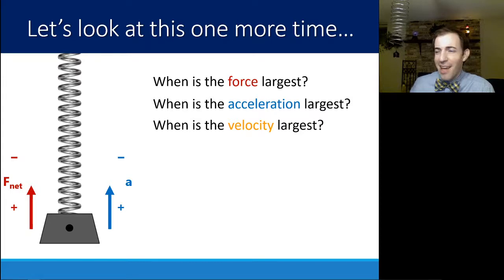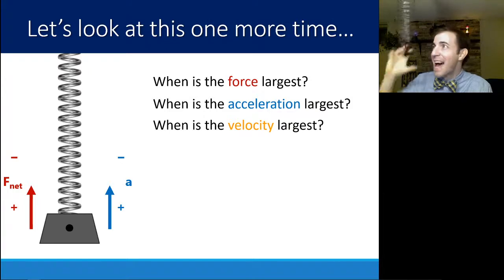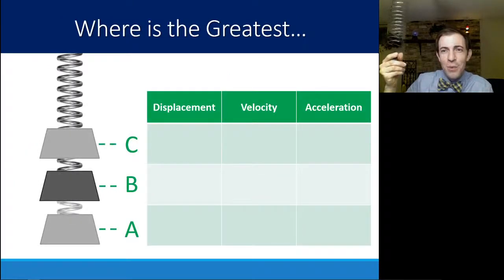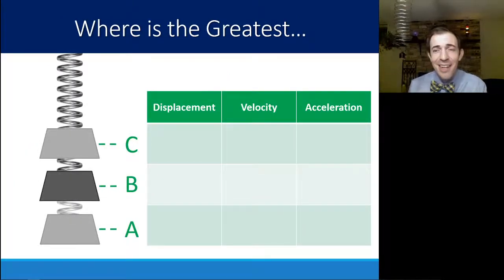You might notice there that at the extremes, the force and the acceleration are both very large, but the velocity is nothing. As it's vibrating up and down, at the extremes, as it's turning around, it actually comes to a rest for a very, very short period of time. That is the slowest it moves, and then as it crosses the center, it's crossing as fast as it could be going. So, looking at this, we can summarize that in a where is the greatest sort of table here.